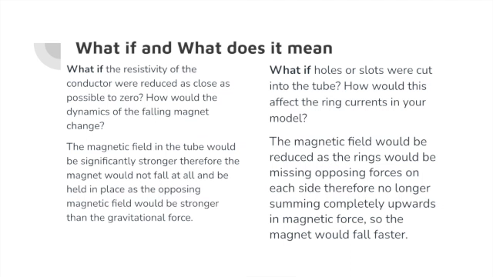What if holes or slots were cut into the tube? How would this affect the ring currents in your model? The magnetic field would be reduced as the rings would be missing opposing forces on each side, therefore no longer summing completely upwards in magnetic force, so the magnet would fall faster.